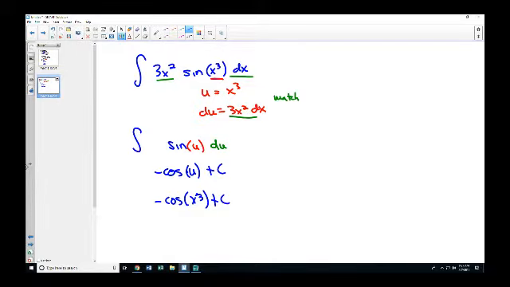Substitution seems a little easier when we don't know the answer. There's a little bit less in this one than the other one. So that is your basic u substitution problem right there. It's just math.